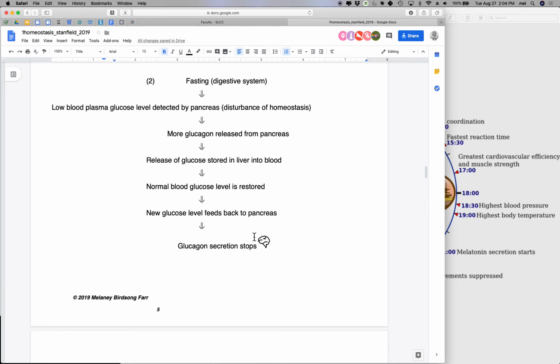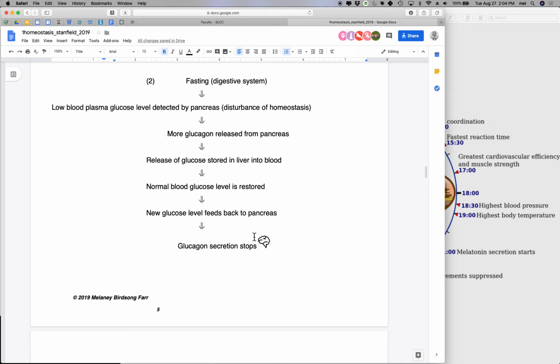Fasting is a disturbance that was created by your digestive system, or because your brain just decided that it wasn't going to eat, whatever the reason. But either way, it's going to cause a low blood plasma glucose. And that's going to be detected by the same sensory receptors, right? But it's not going to have the same response, because that wouldn't help, right?